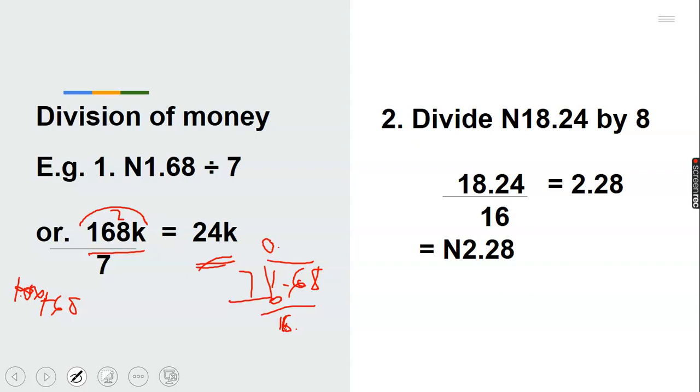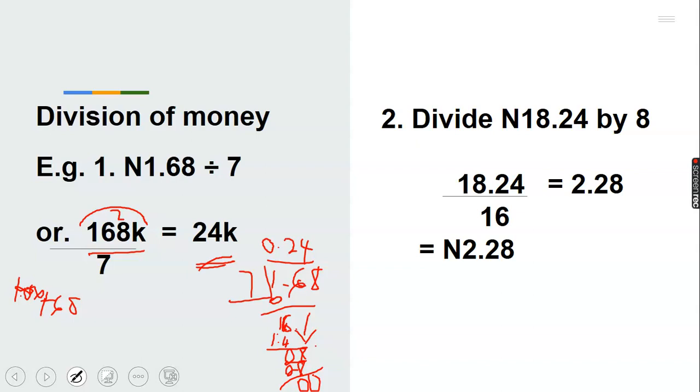7 in 16 is what? That's 2. And 7 times 2 is what? That's 14. So we come here, we say 16 take away 14, that's 2. Then we bring down this third 8. You see this 8 that is here, we bring it down. So we have 7 in 28, that's 4. And 7 times 4 is what? 28. 7 times 4 is 28. And 28 take away 28 will give us what? 0.